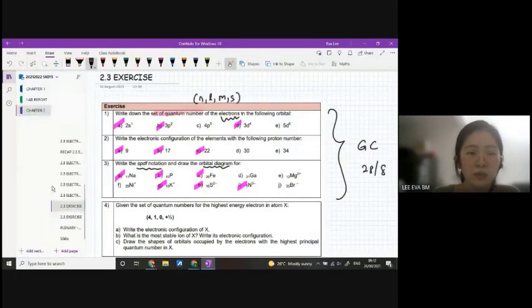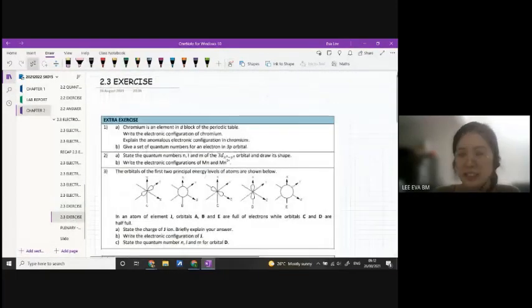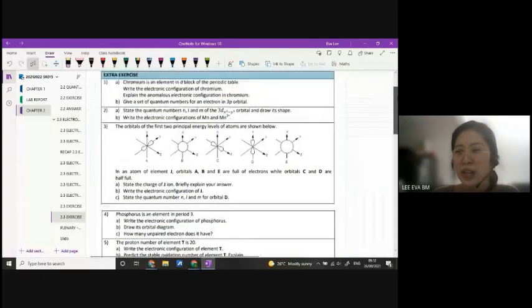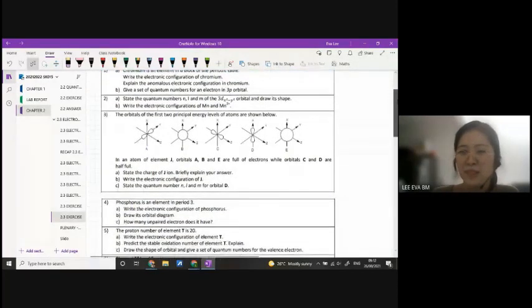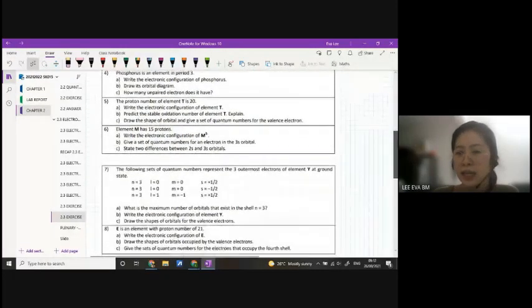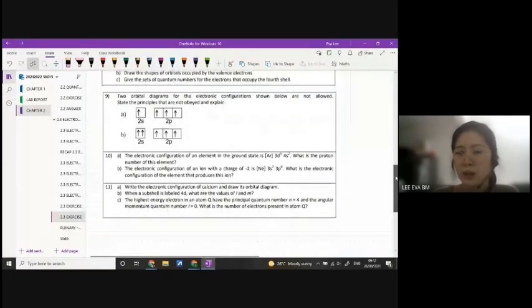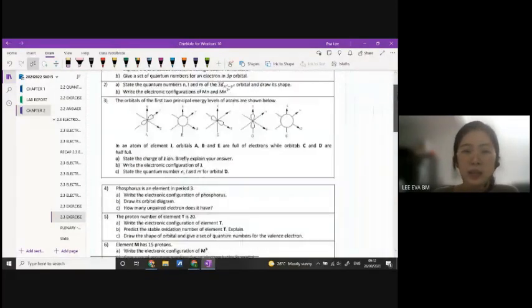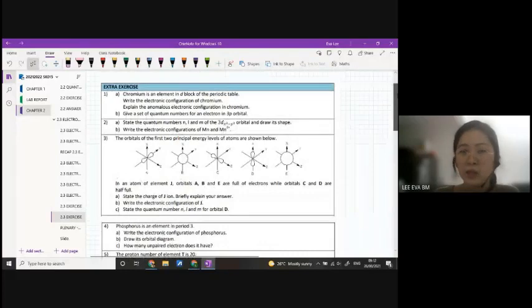Also, there is some more exercise. Altogether 11 questions. Ini contoh-contoh soalan exam. Soalan UPS ke, PSPM ke, ada masuk sekali untuk kita practice sama-sama. Okay. All of these 11 questions, madam will look at it in the next week lesson on Sunday. So you may try first.